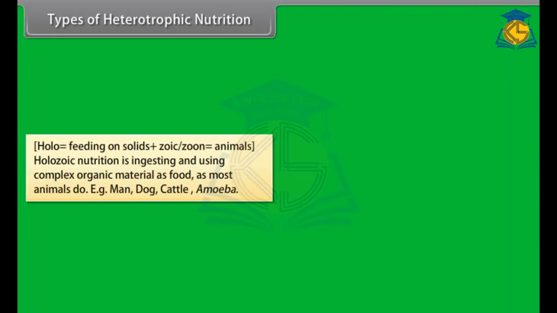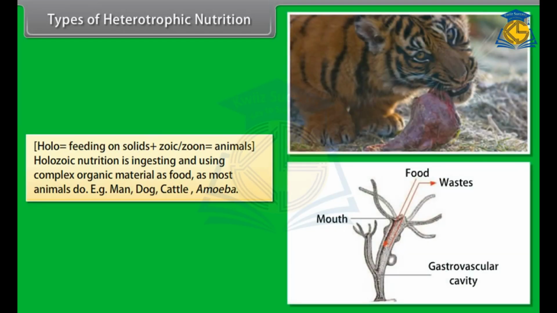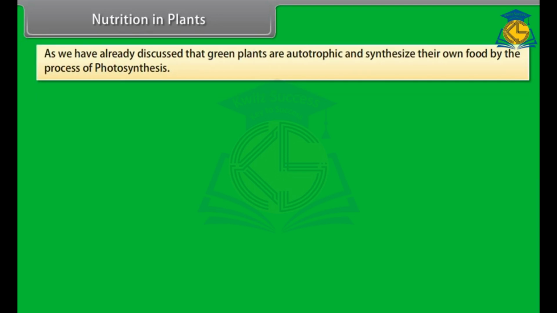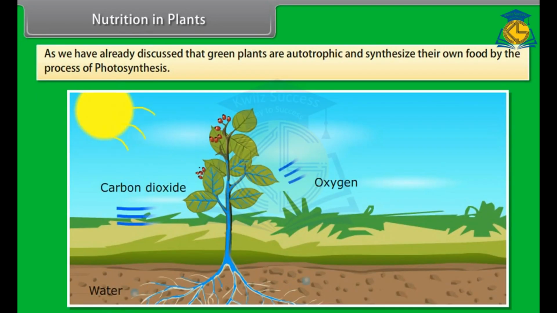Holo means feeding on solids, and zoic, from zoon, means animals. Holozoic nutrition is ingesting and using complex organic material as food, as most animals do, that is man, dog, cattle, amoeba. Nutrition in plants. As we have already discussed, green plants are autotrophic and synthesize their own food by the process of photosynthesis.